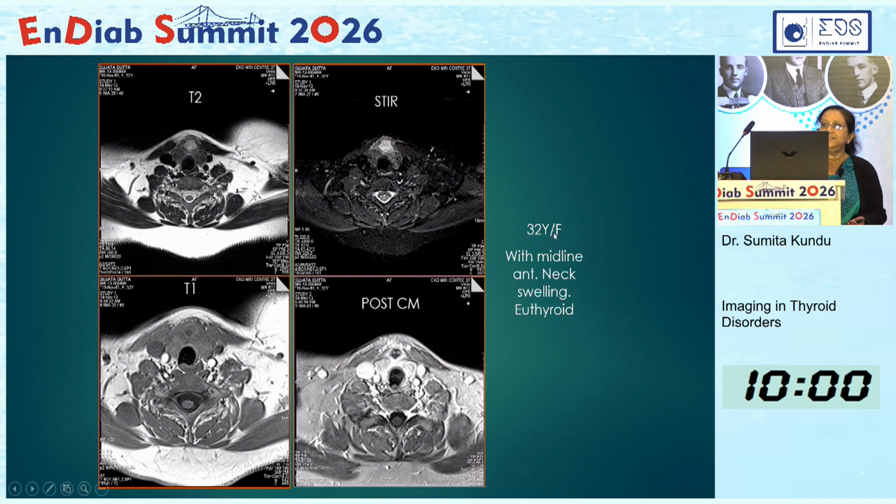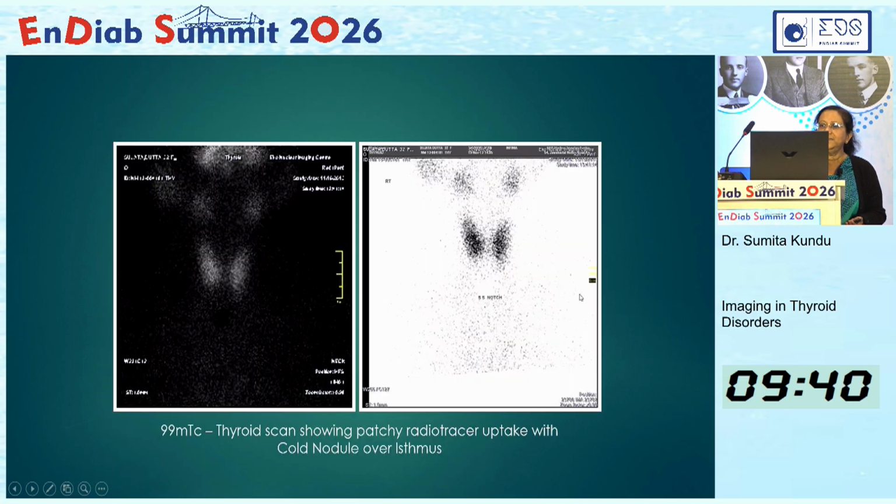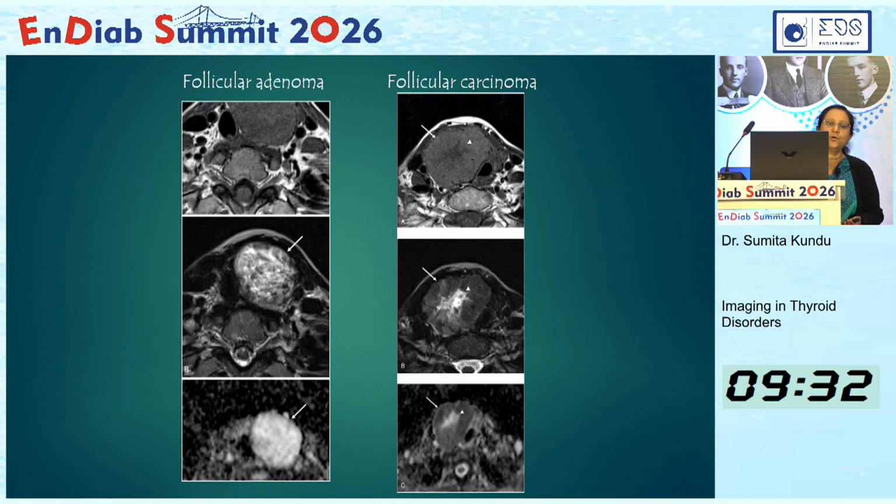This was a young lady, a 32-year-old female with a midline neck swelling. You can see it is bright on T2, bright on STIR images, and low signal intensity on T1 weighted images, and shows rim enhancement in contrast enhanced study. Patient was euthyroid, and in 99 technetium scan, what was found was that there was a cold nodule in the region of the isthmus. We do not have the follow-up FNAC of that patient.